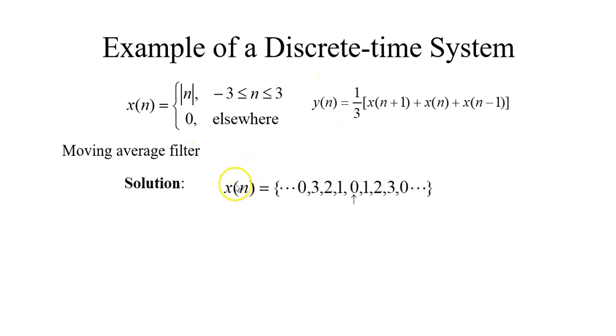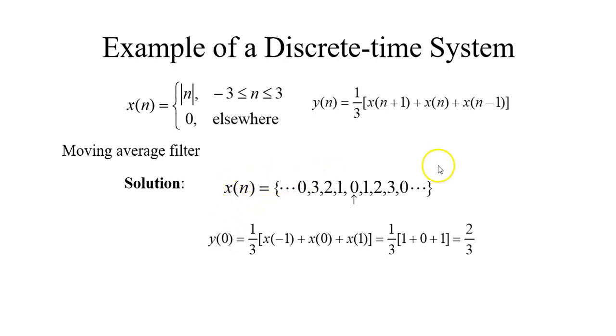For the moving average filter, for example, this is the solution, as x of n equals 0, 3, 2, 1. This is 0, 1, 2, 3. This is the input x of n, and this will be our output for n equals 0. As I said, we will make an input for all n that we have. So if this is our x of n, and we take 0, which means y of 0, based on this system, y of 0 equals 1 over 3 times x of minus 1, because we have n equals 0. So we have x of minus 1, x of 0, and x of plus 1.